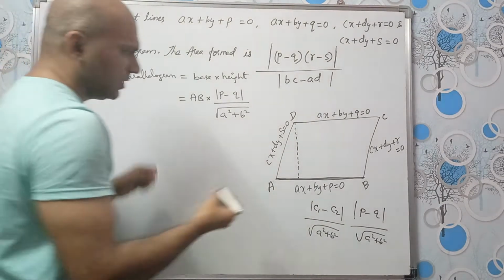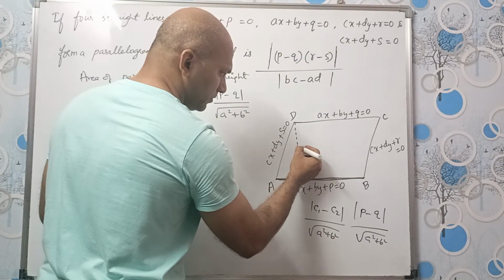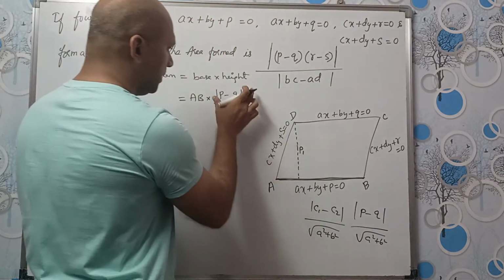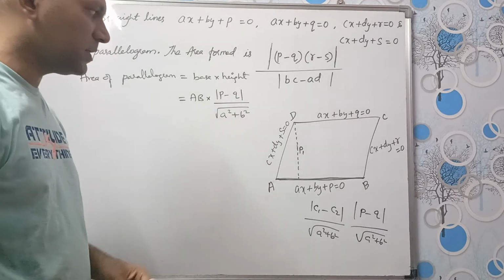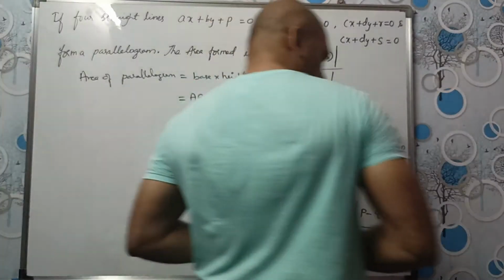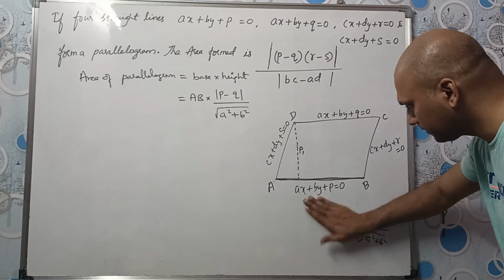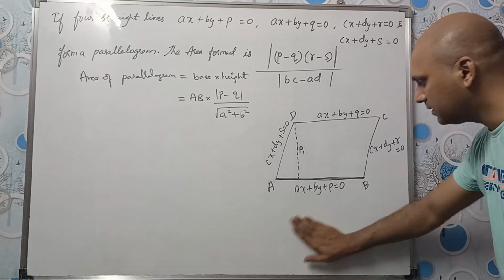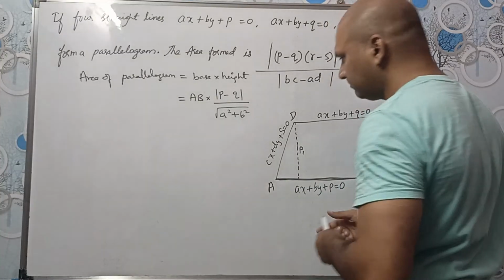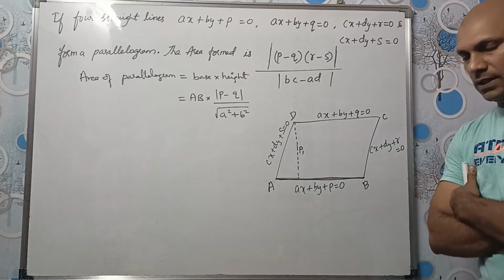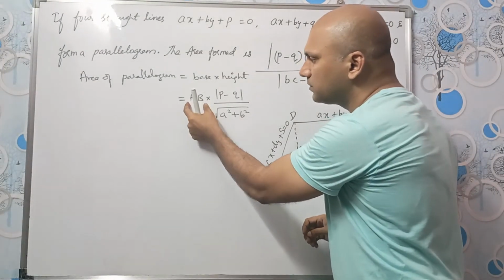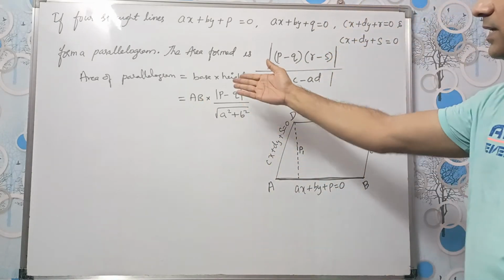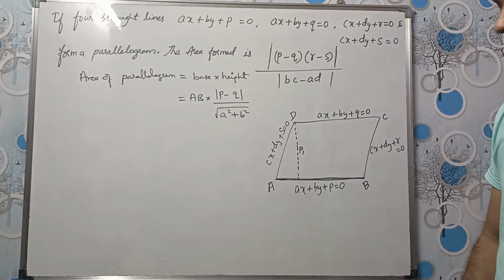Or you can take this as P1. Alright, so P1 is how much? This part, P minus Q divided by root A square plus B square. Okay, alright. Now, how should we find the base? If we can find the base, we can substitute it here, right? And find the area of the parallelogram.